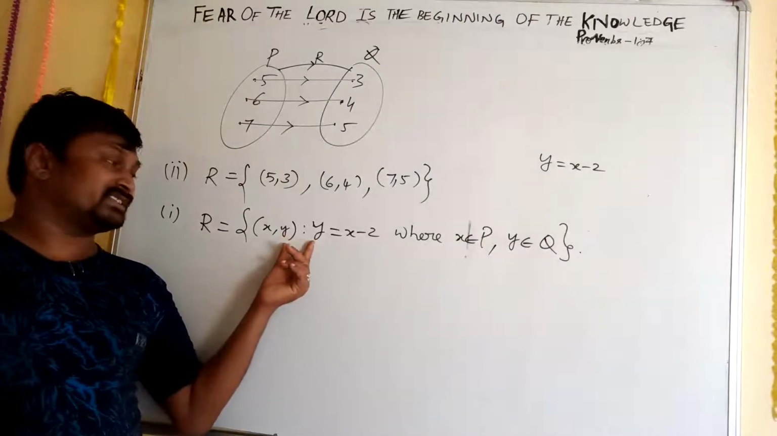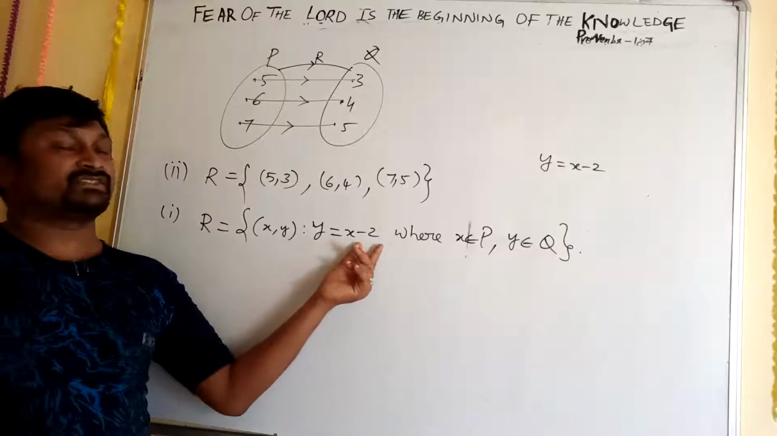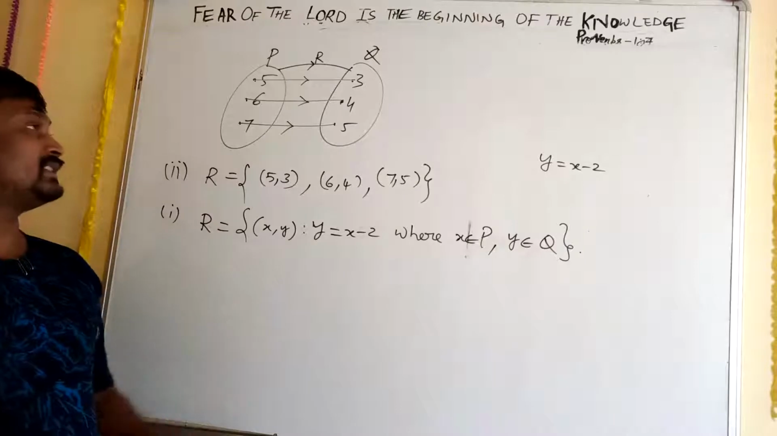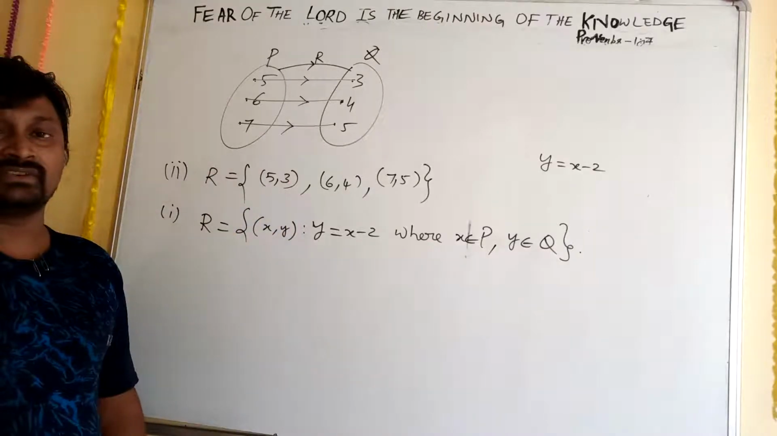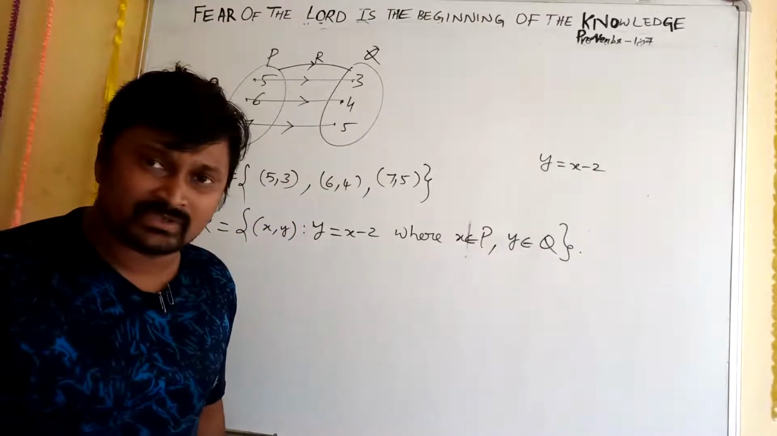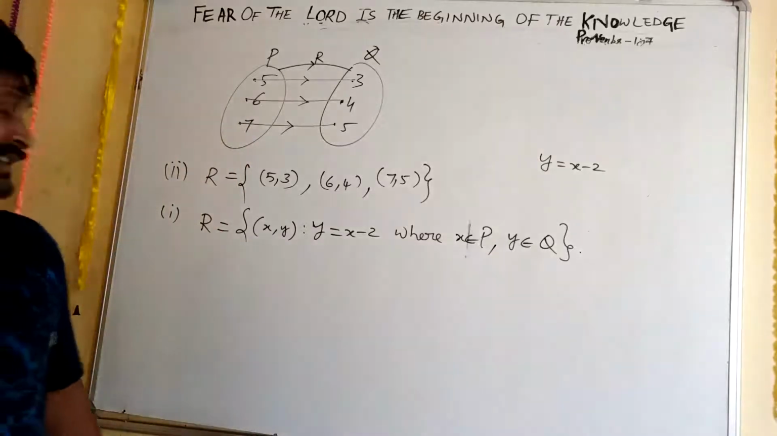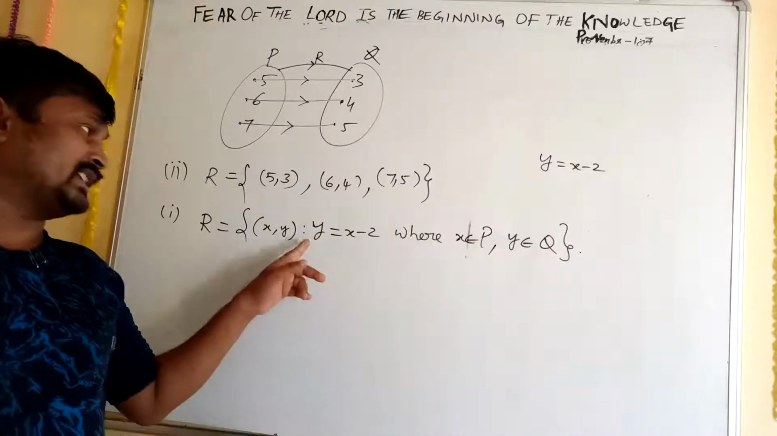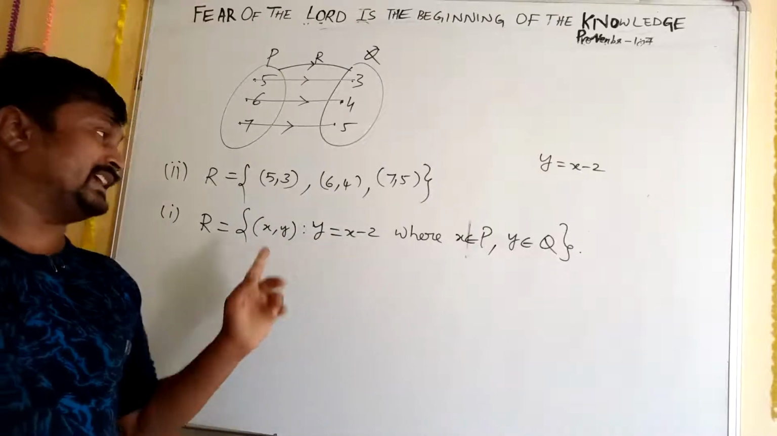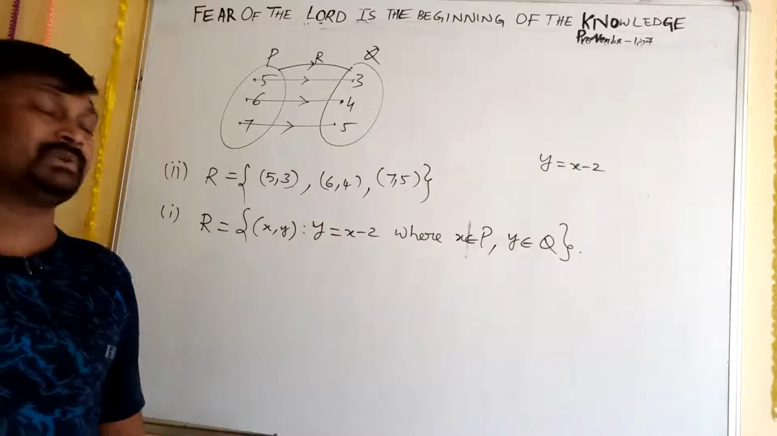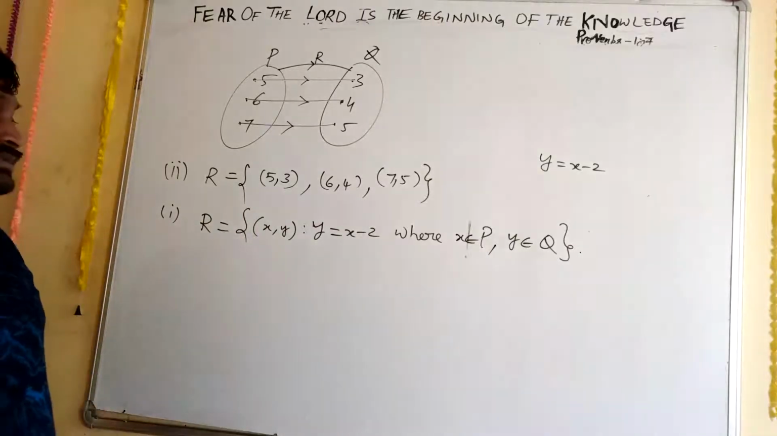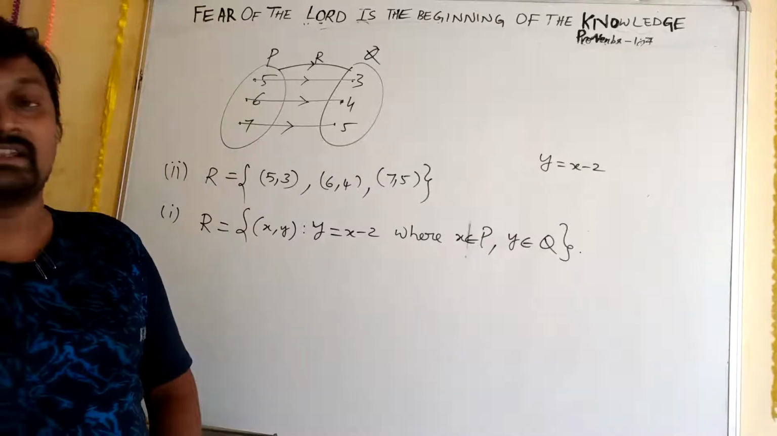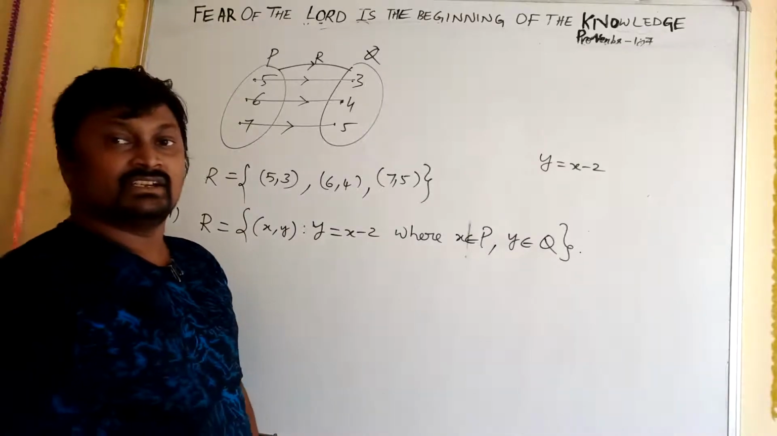(x, y) such that y = x - 2, where x belongs to P and y belongs to Q. So if you have written that, that is your answer. Already one student wrote x - y = 2. Yes, whichever is possible, you can write. You can write y = x - 2, or you can write x - y = 2 also. That is also correct. So whichever you want to write, you can write it.